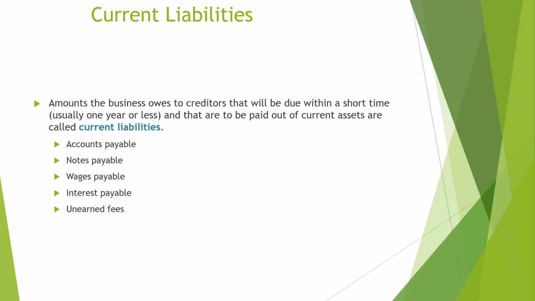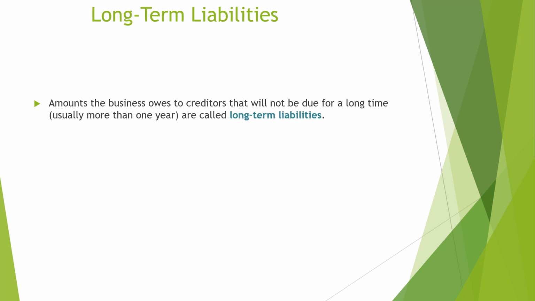So these are amounts we owe to creditors that will be due within a short time, usually 1 year or less, and they're called current liabilities. Notice they all end with payable except for one, which is unearned. Unearned anything is also a liability because we owe them the work. Long-term liabilities are amounts that we owe, but they're not going to be due for more than a year. And again, they're called long-term liabilities.